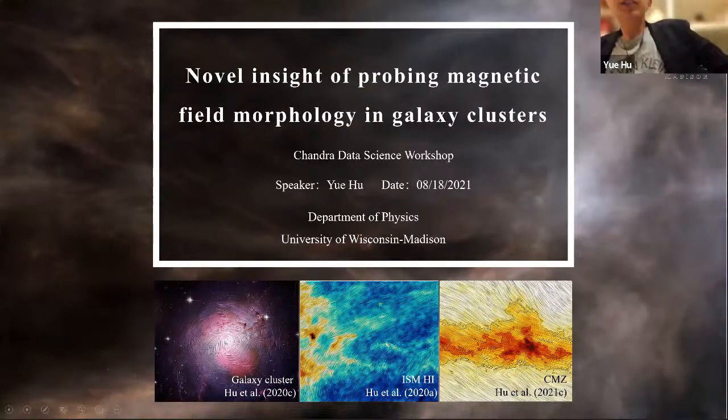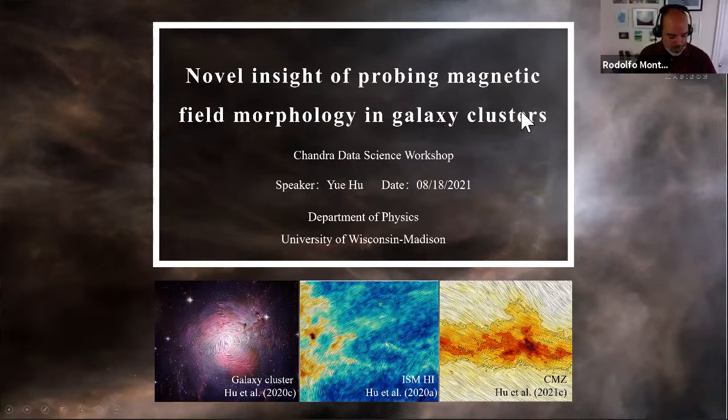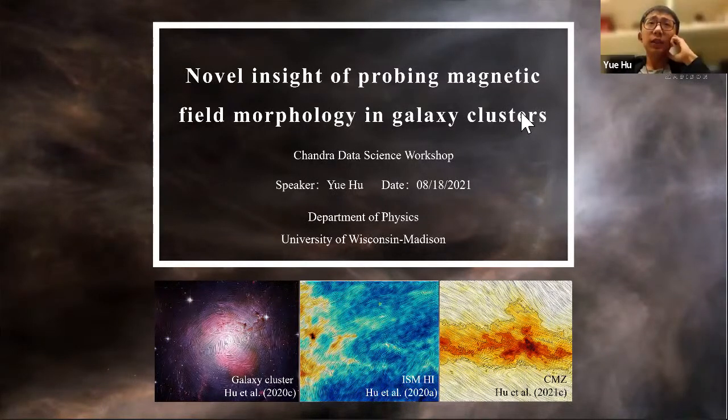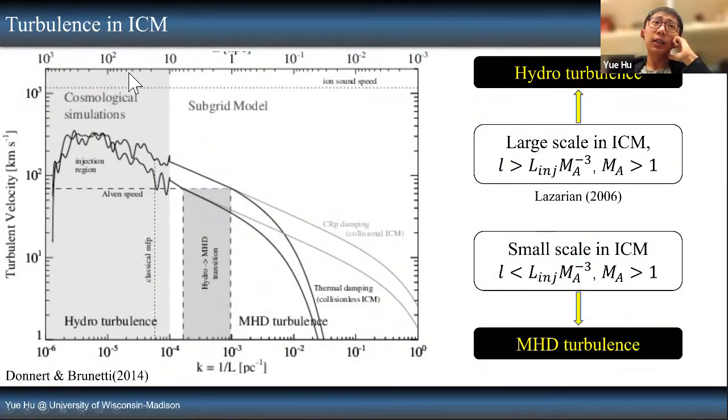Hello, everyone. I'm Yue Hu, from the University of Wisconsin-Madison. Here I'd like to present a new method of tracing magnetic fields in galaxy clusters, which uses only X-ray emissions in observations. This new method is based on the turbulence properties in the intracluster medium. As we know, the turbulence in the large-scale ICM is hydrodynamics dominated because the magnetic field is weak. However, at small-scale ICM, the turbulence becomes MHD turbulence dominated because the magnetic field's back reaction becomes more important.